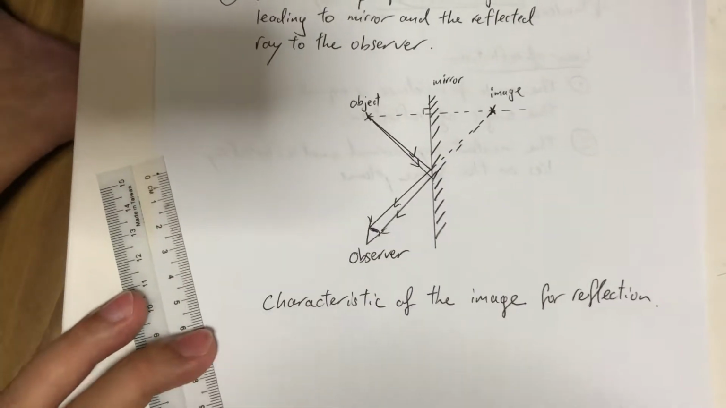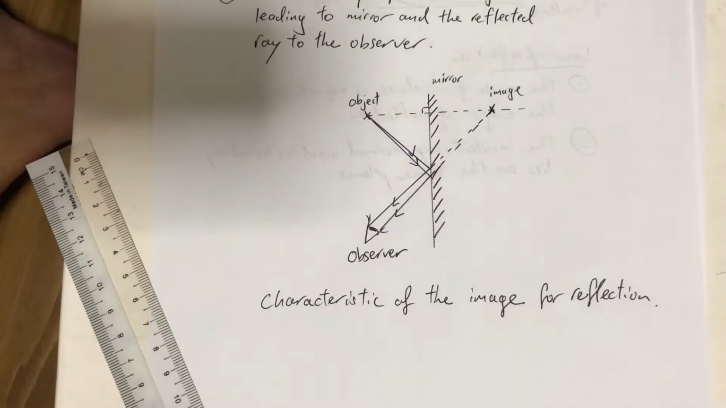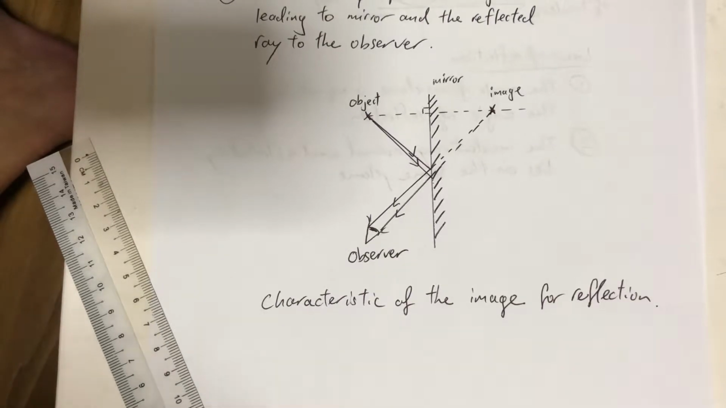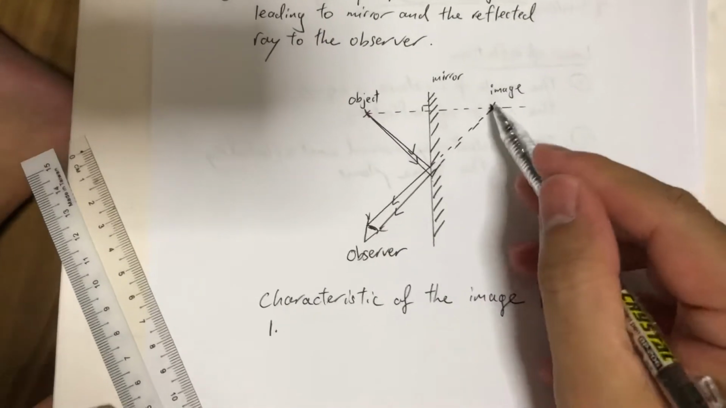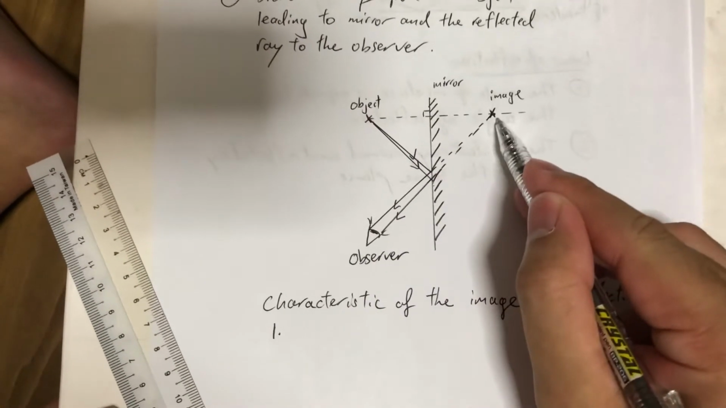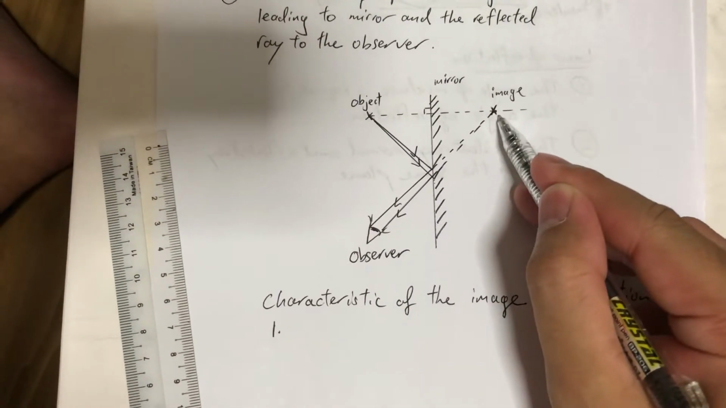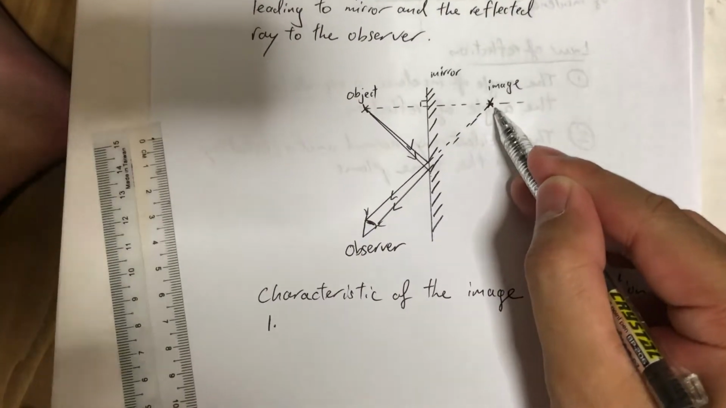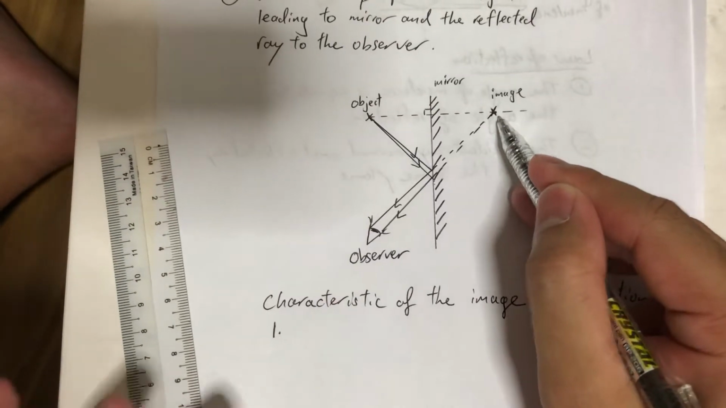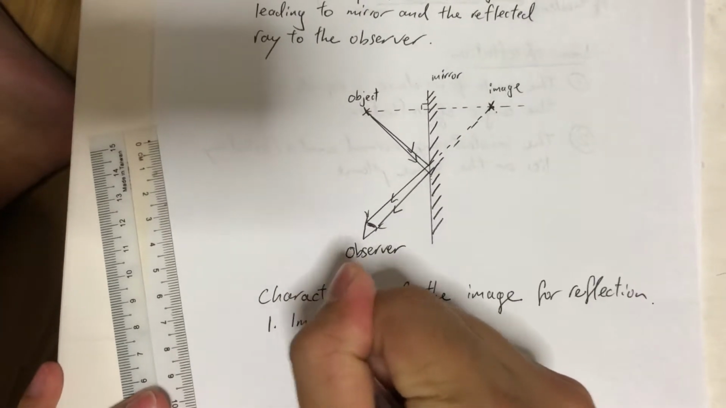Why do we need to do that? Because we know that when we look into a mirror, there are some characteristics of the image. So let's start with what we can see from the ray diagram here. Firstly, the image is inside the mirror itself. When it's inside the mirror, there is no way that we can project it onto the screen. So we say that the image is virtual.